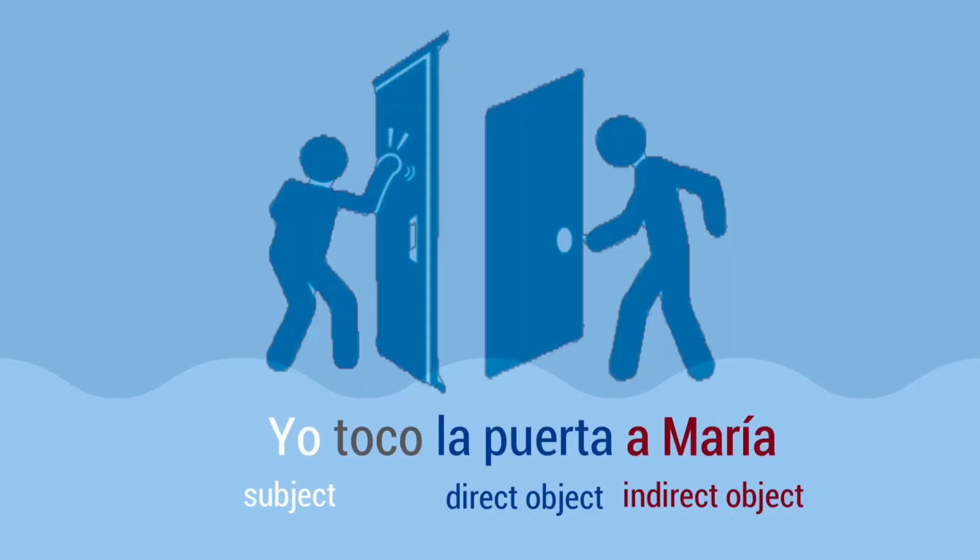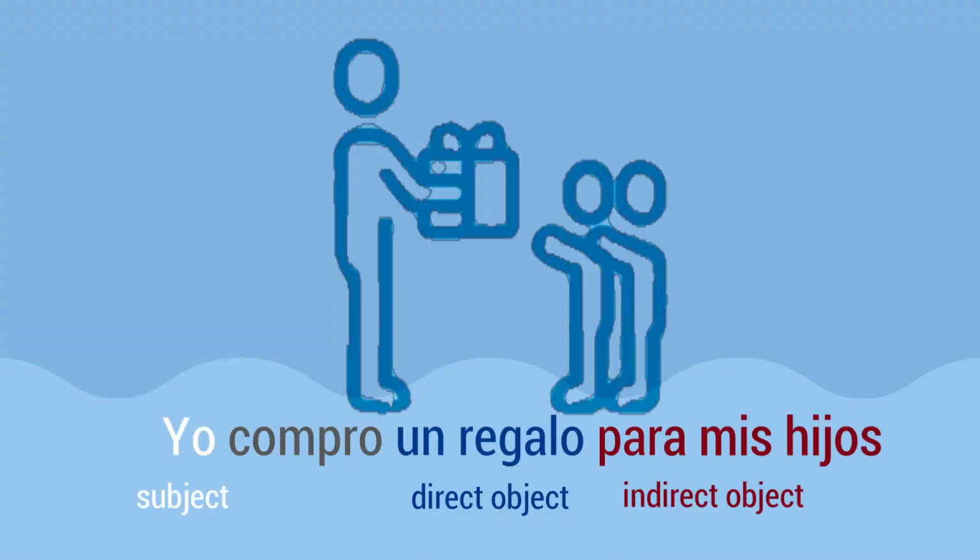So in a sentence like the one in my example, it would be yo toco la puerta a María. In that case, María is my indirect object and la puerta would be directo. Let's see another example. Yo compro un regalo para mis hijos. So I'm not buying my children. No, that's not what I'm doing. I'm buying gifts, presents. And then they get those presents for them. The children are my indirect object.